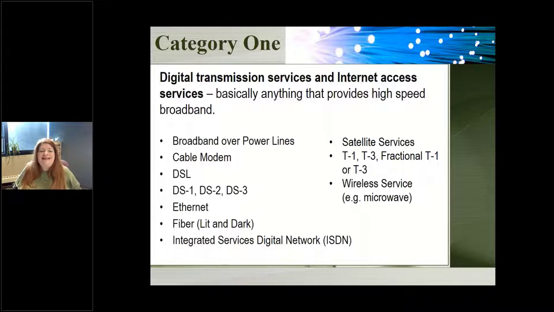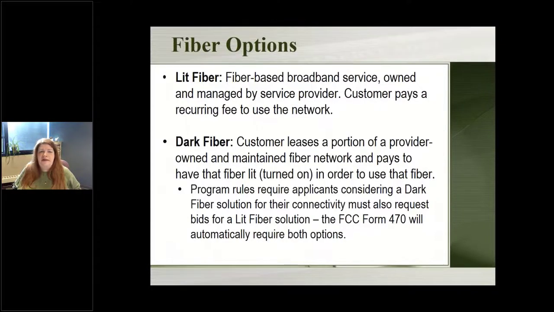Now we have lit and dark fiber, a little explanation about that. Fiber that is lit is just out there, it's available, service providers have it as a service and you can sign up with them and just get it. Dark fiber is fiber that is out there, the actual fiber optic lines are out there, but they have not been turned on yet. When fiber has been laid over the years, they put in more fiber optic lines than was needed at the time, thinking there will be an increase in demand in the future. And so it's out there just waiting for someone to use it.